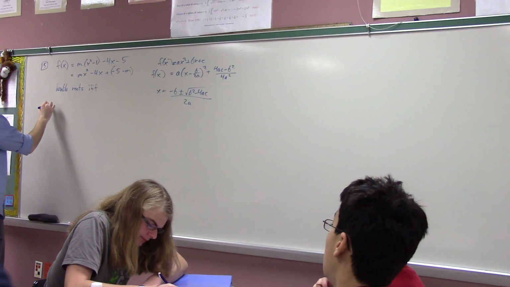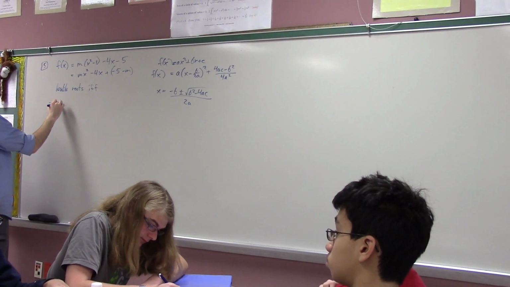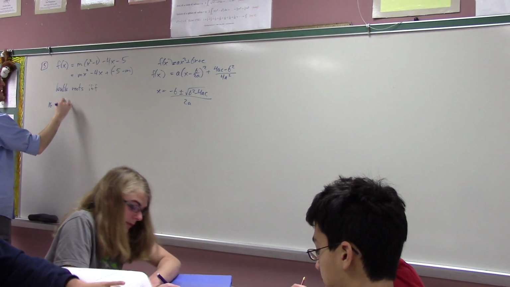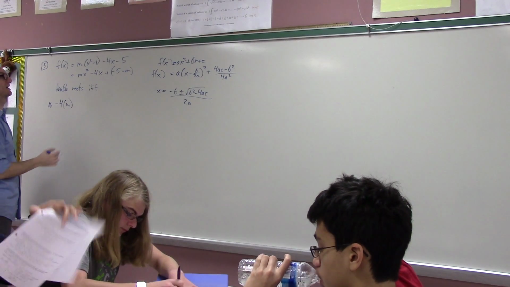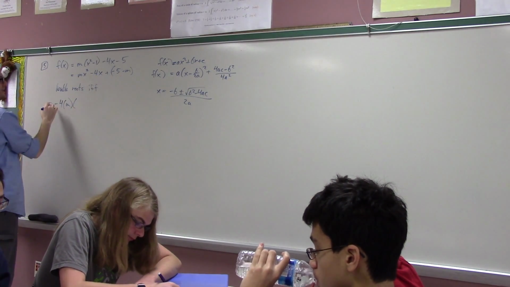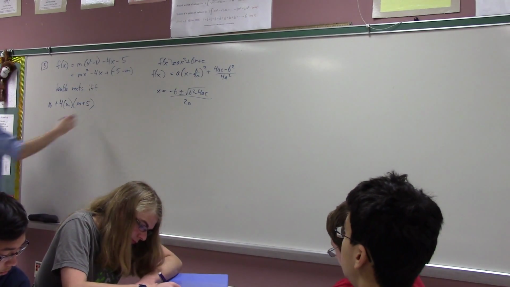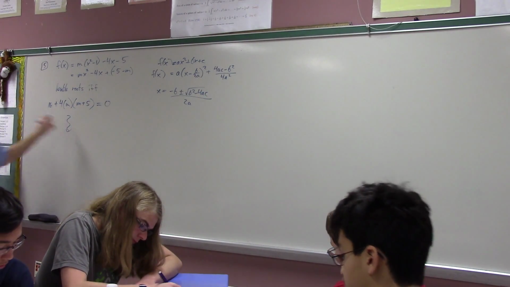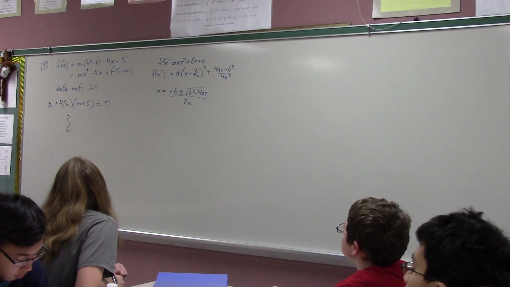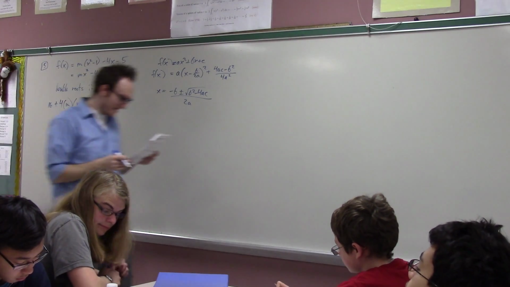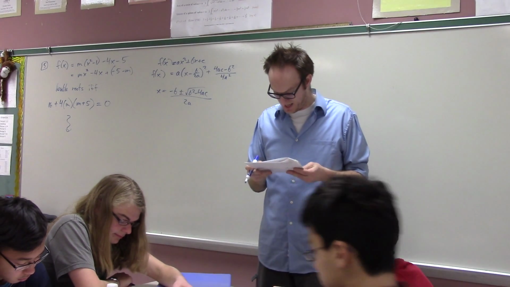So b squared, which is 16, minus 4a, which is m, and c, which is that. I'll just make that a plus, and I'll make this m plus 5. And this must be 0, and when you do that all out, you get my answer. Cool? Okay, how about the next problem?